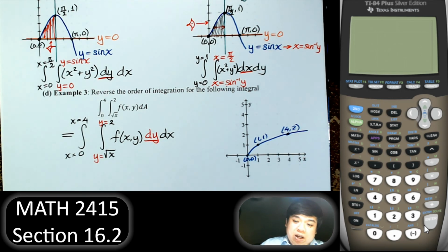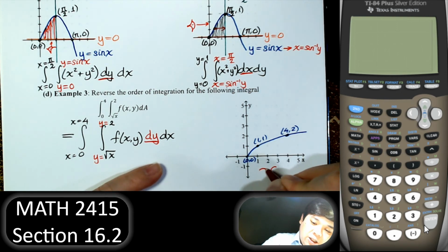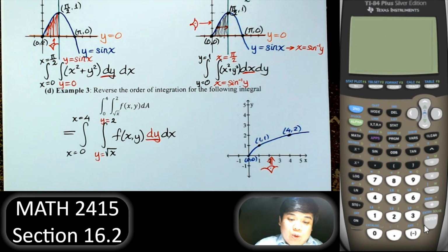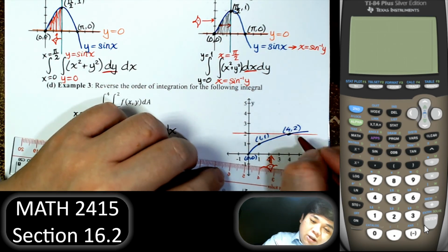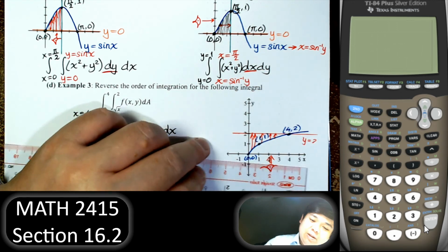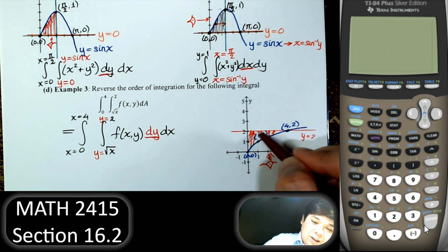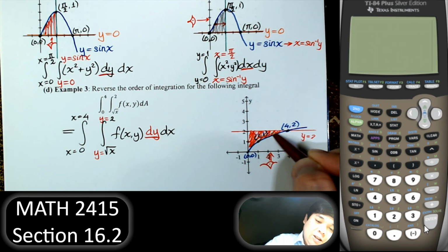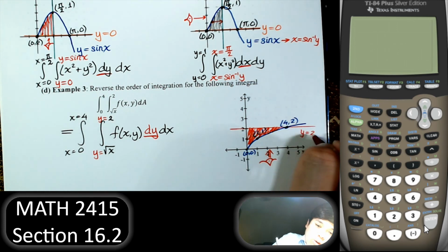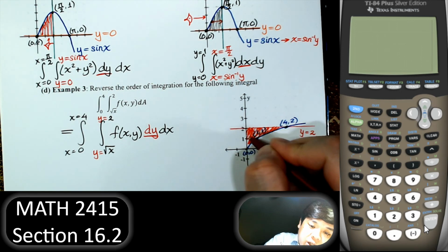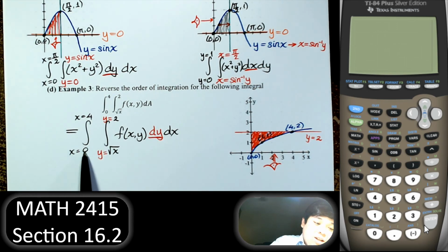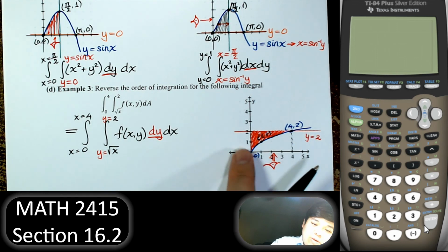So if we have dy in the middle, that means we look in that direction. We see this curve first, and then we see y equal to 2. So we're talking about this region here. Right, and indeed, after that we have x from 0 to 4, which is good, from 0 to 4 on the x-axis.